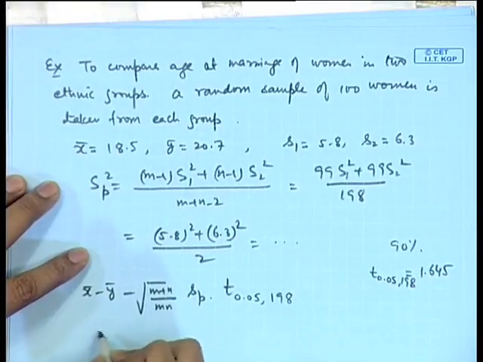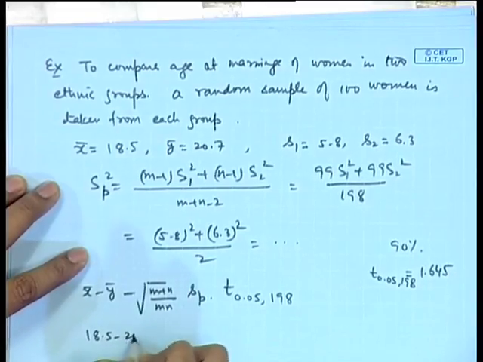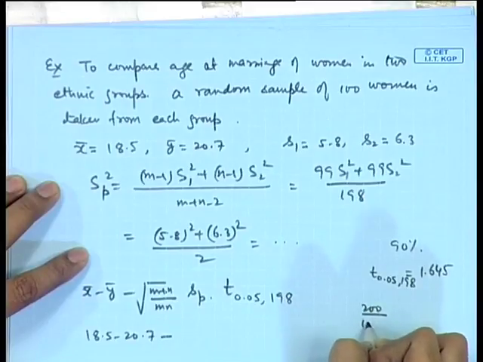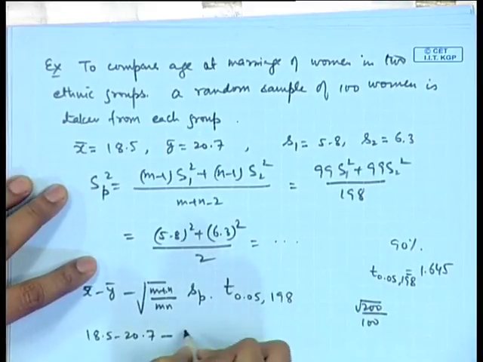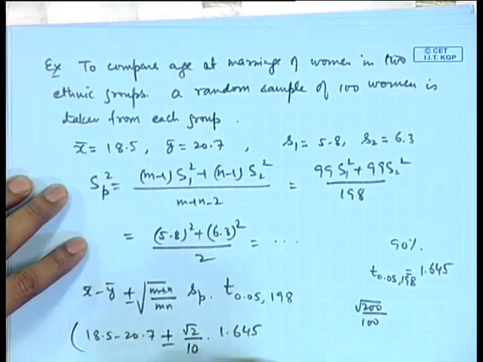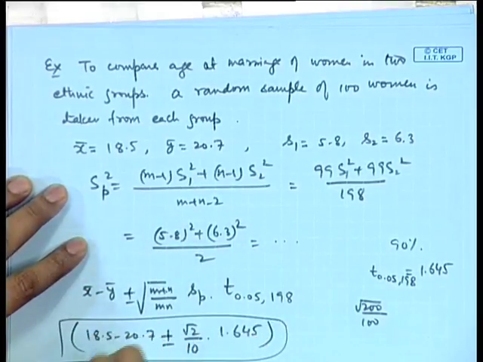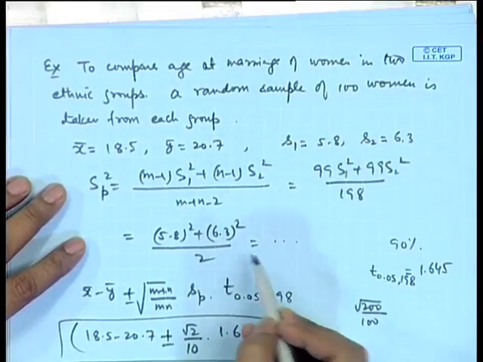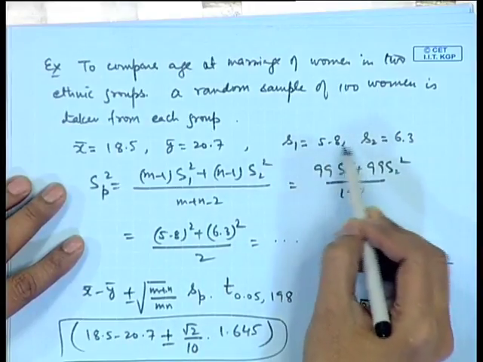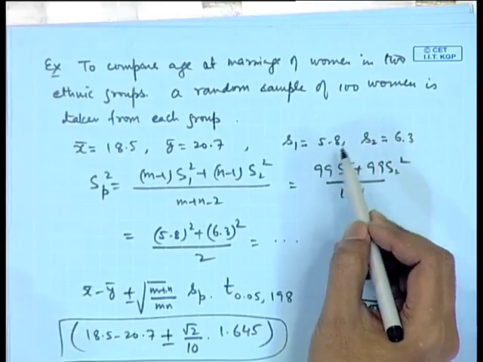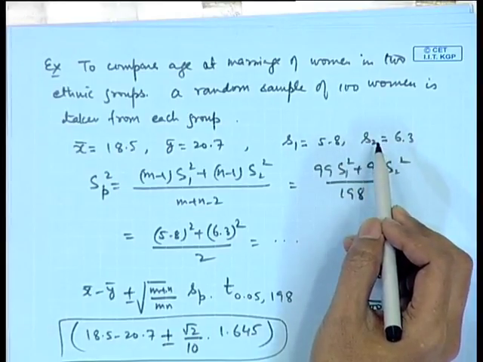So, we substitute these values here, 18.5 minus 20.7, minus this is 100 plus 100, that is 200 by 100. So, that is root 2 by 10 into 1.645. So, plus minus that gives the confidence interval for the difference in the ages at marriage of women in two ethnic groups. So, here we have used the pooled formula. We may actually do a testing of hypothesis for sigma 1 square is equal to sigma 2 square, and if sigma 1 square is equal to sigma 2 square is accepted, then we may go for this formula.